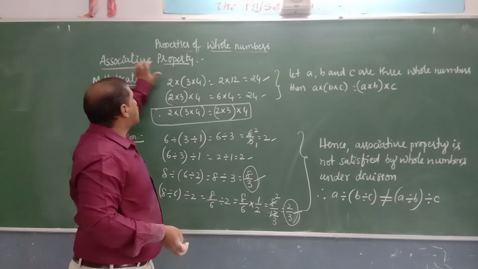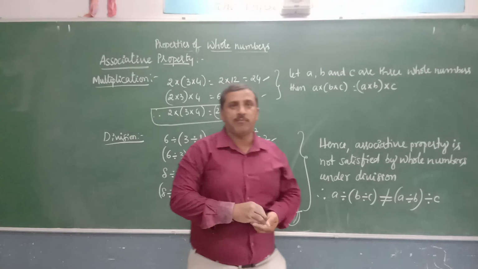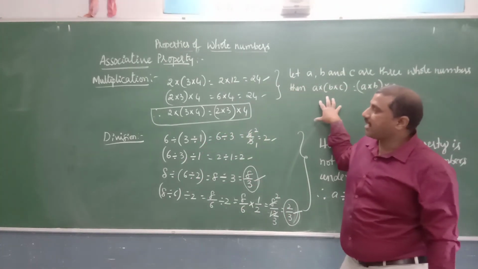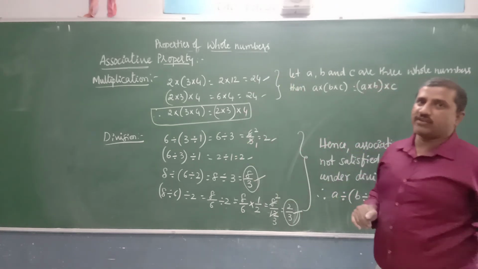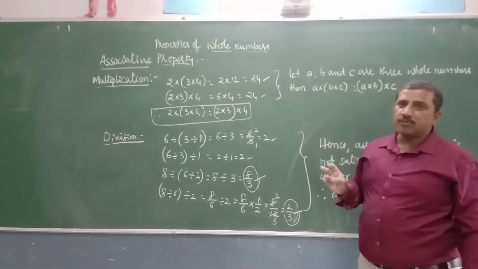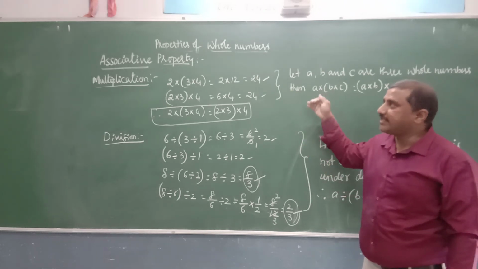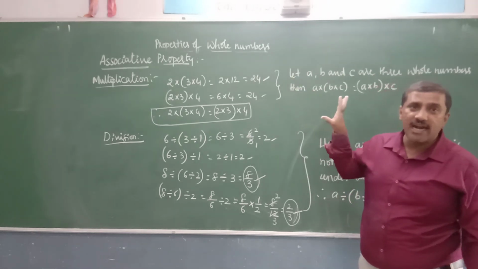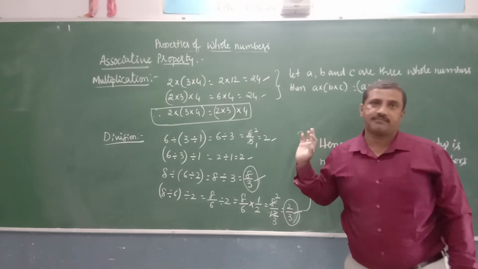Hence the associative property is not satisfied under division, but it is satisfied under only two arithmetic operations, addition and multiplication, but under subtraction and division it is not satisfied. So far we have studied three properties: closure property, commutative property and associative property. If you observe, these three properties are satisfied by whole numbers only under addition and multiplication, but not under subtraction and division.